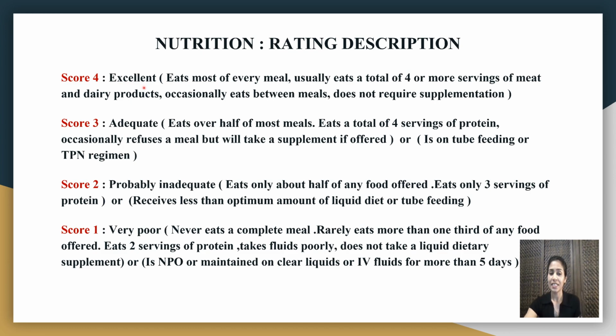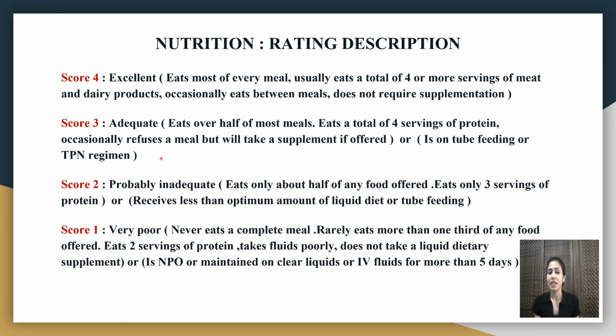If the food intake is excellent, you can give a score of 4. That means eats most of every meal, takes 4 or more servings of protein per day, does not require any supplementation, everything is excellent, you can go for a score of 4. And in 3, if the patient is taking adequate amount of oral intake, you can give a score of 3.